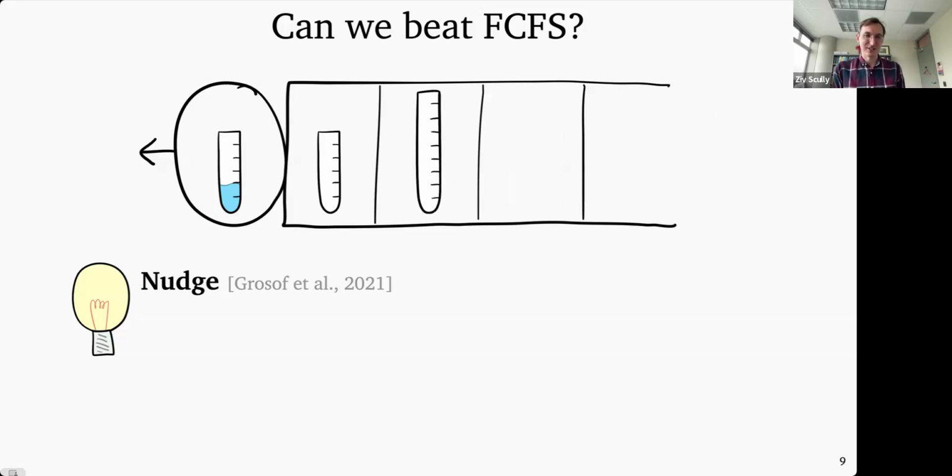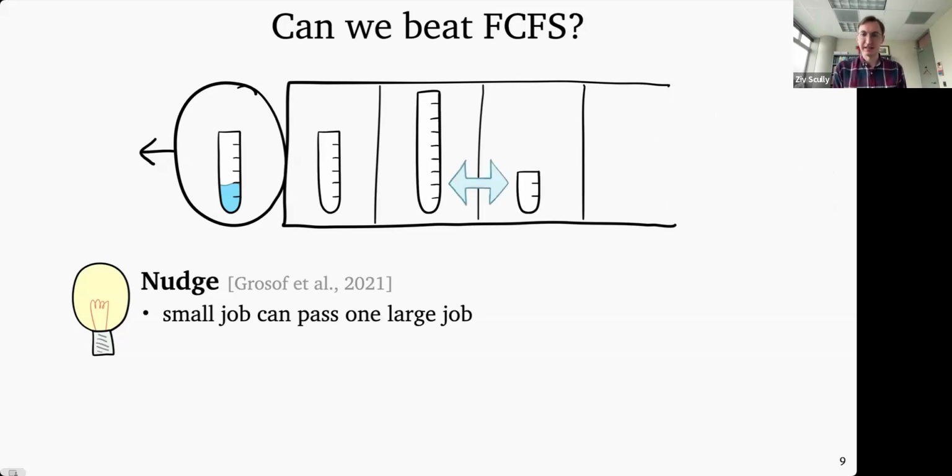Let's say we've got some work in the system and a long job arrives and then a really short job arrives. So nudge says, well, I want to slightly nudge short jobs towards a better time. So I'm going to let small jobs pass one large job. Okay, so that means that nudge is going to, when this small job arrives, assuming this large job is still in the queue, switch these.